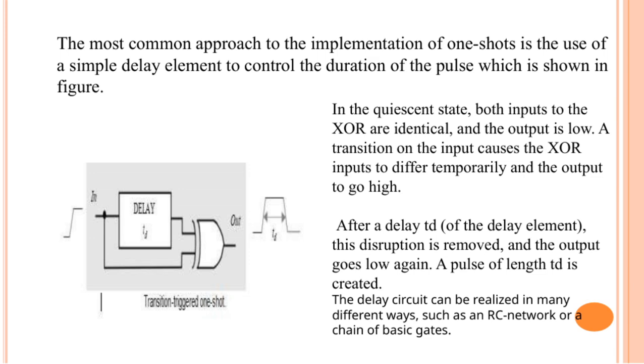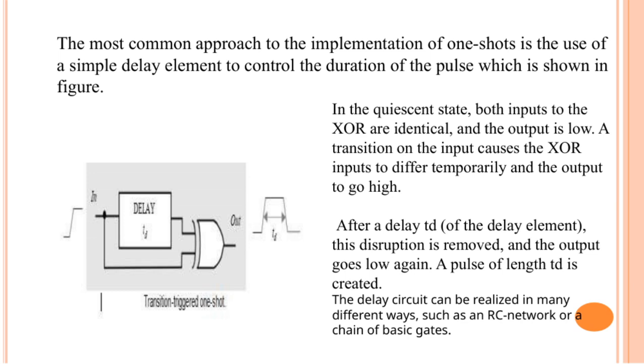In the stable or quiescent state, the inputs to the XOR gate are the same, so its output remains low. However, when there's a change or transition on the input, the XOR inputs become different for a brief moment, causing the output to go high. This high output doesn't last forever. After a delay time, which we call TD, this difference between the inputs disappears as the delay element resets things, and the output returns to low. So essentially, this creates a pulse whose length corresponds exactly to the delay TD.